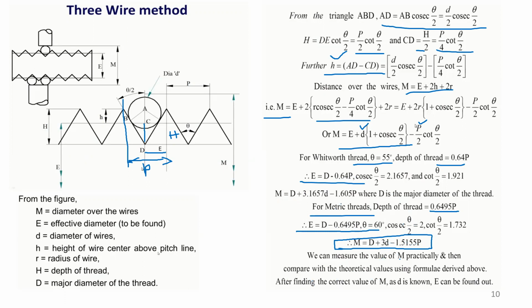So we can measure the value of M practically and then compare with the theoretical values using the formula. After finding the correct M value, and D is known, then E can be found out using these formulas.